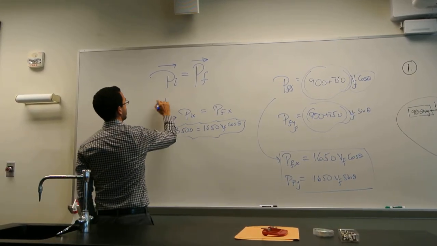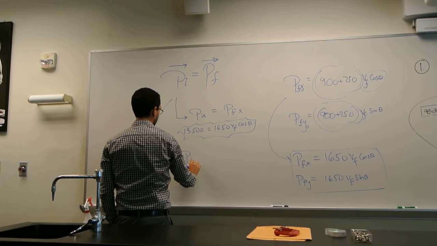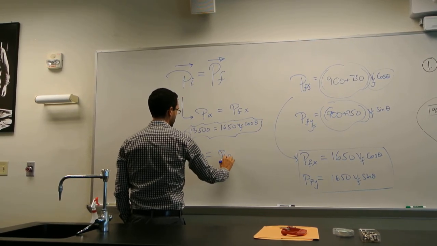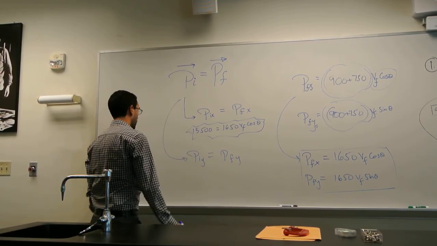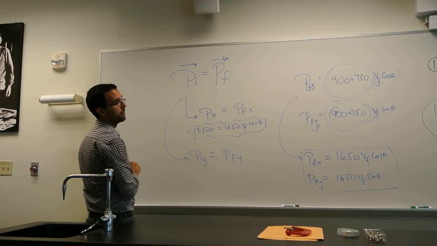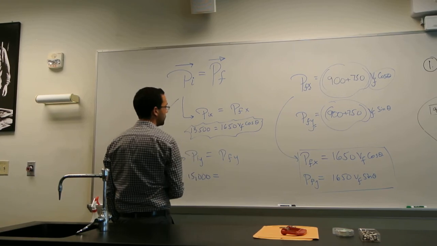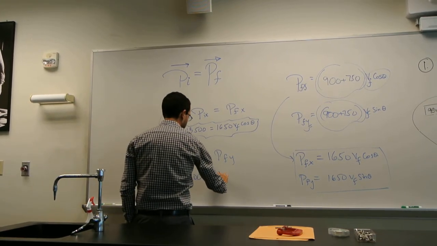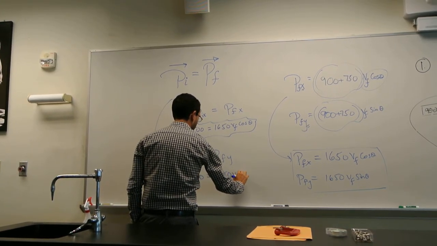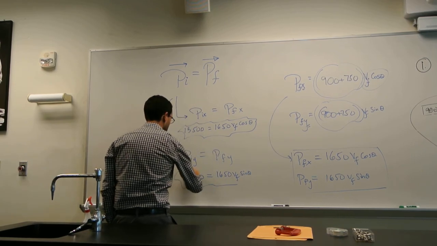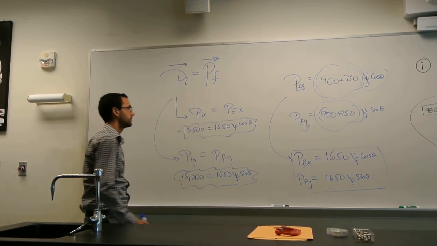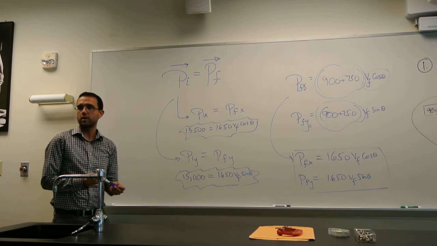Now I also have to set the Y components equal to each other. So P initial Y equals P final Y. When I do that, remember P initial Y was 15,000, so 15,000 is equal to my P final Y, which is 1650 VF sine of theta. So there's my next equation. There it is. So I have these 2 equations.